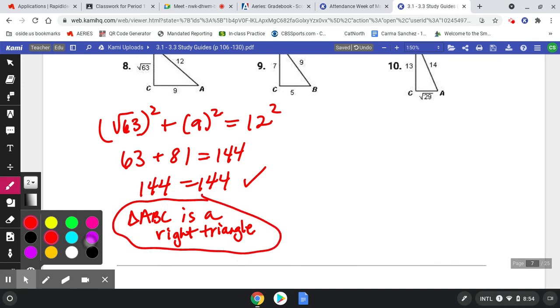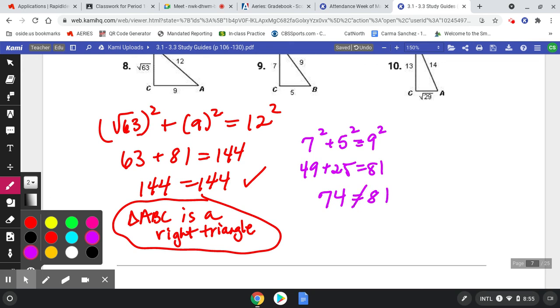Okay, let's go do the same thing for the next one. We're going to say 7 squared plus 5 squared equals 9 squared. That's 49 plus 25. And 49 plus 25 is 74. Does 74 equal 81? Nope. So triangle ABC is not a right triangle.